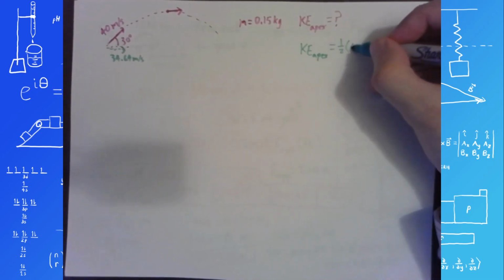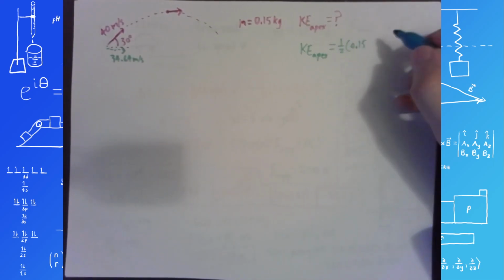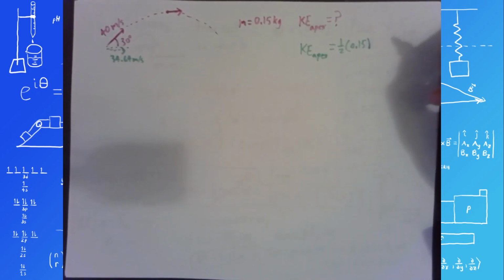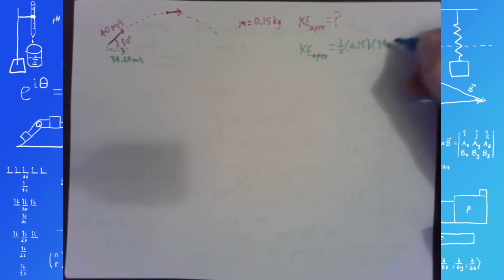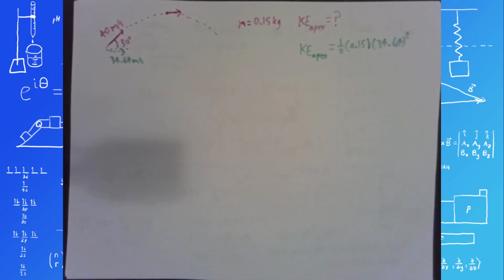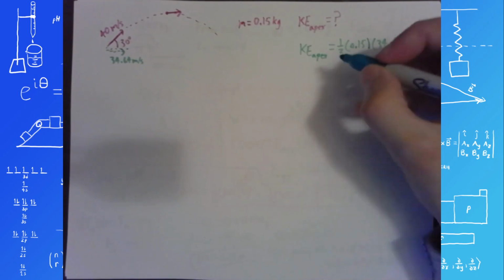So then we would have kinetic energy at the apex is equal to 1/2, the mass is 0.15, times 34.64 squared. And that's giving me 89.99. I'm just going to go ahead and round it to 90 joules.